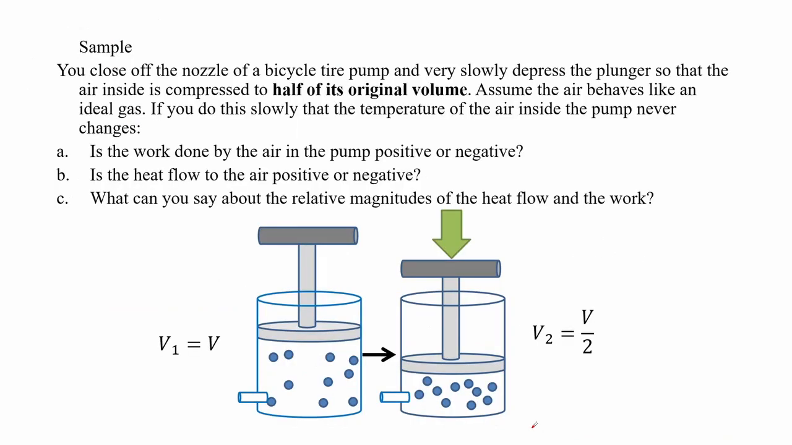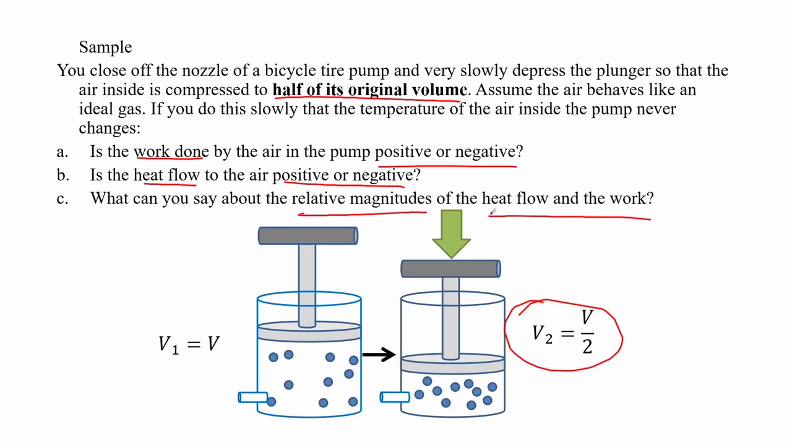Here we have an example. You close off the nozzle of a bicycle tire pump and very slowly depress the plunger so that the air inside is compressed to half of its original volume. Assume the air behaves like an ideal gas. If you do this slowly, the temperature of the air inside the pump never changes. For letter A, is the work done by the air in the pump positive or negative? Letter B, is the heat flow to the air positive or negative? And letter C, what can you say about the relative magnitudes of the heat flow and the work?